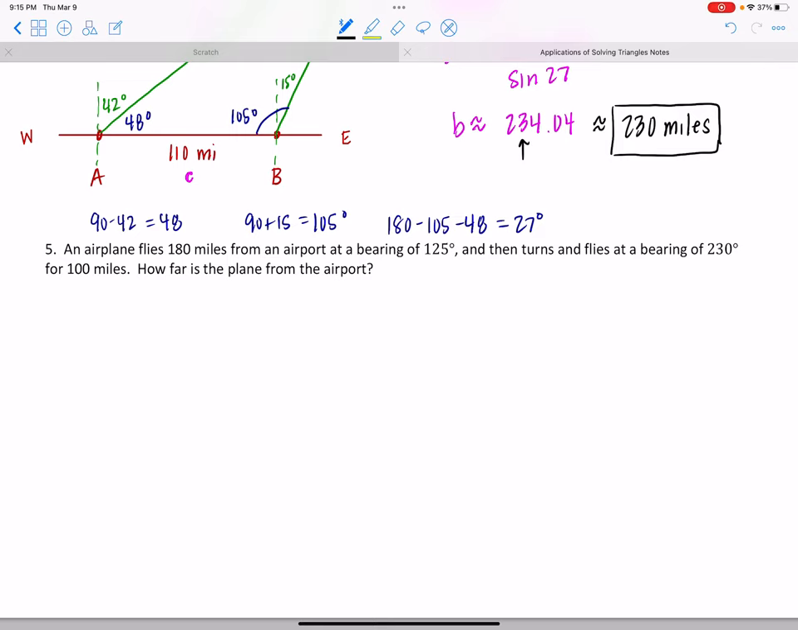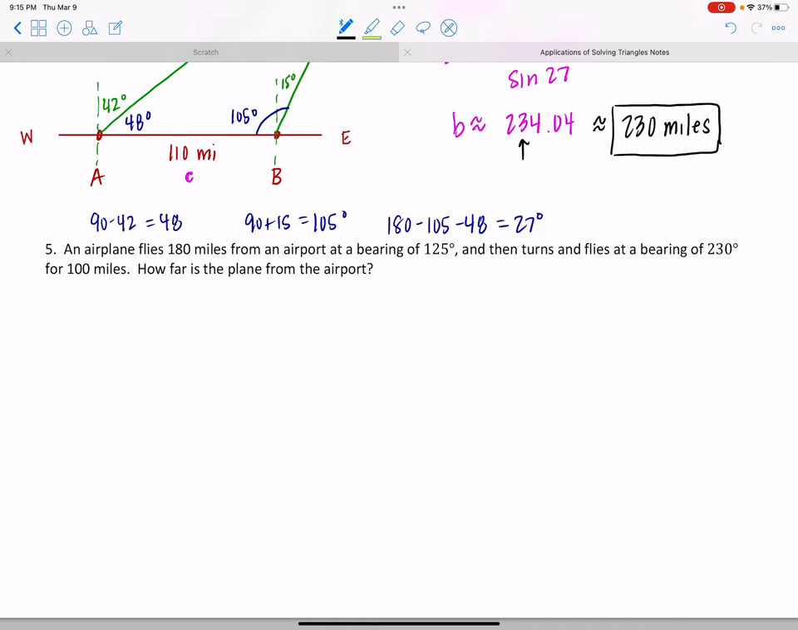Let's try it out. An airplane flies 180 miles from an airport at a bearing of 125 degrees, and then it turns and flies at a bearing of 230 degrees for 100 miles. How far is the plane from the airport?